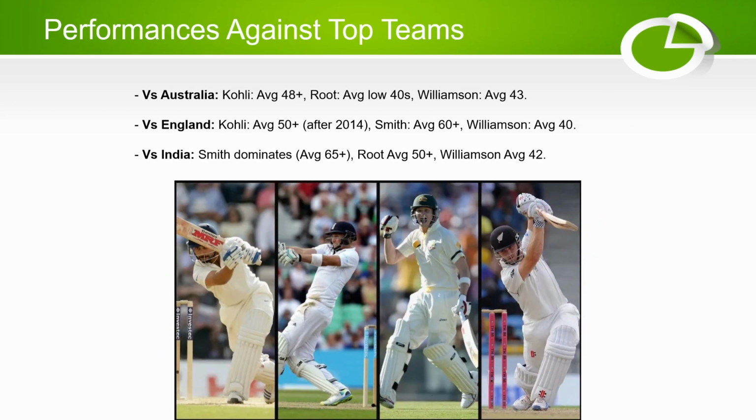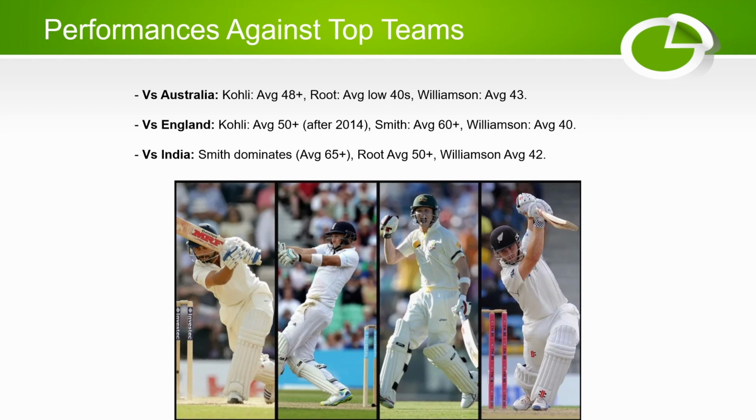Next we are going to look at how the Fab 4 performances have been against the top teams. If we look at against Australia, Kohli has a very impressive average. In fact, out of the other batsmen amongst the Fab 4, he has the best average against Australia. His average is 48 plus against Australia. Root has not been great in the Ashes and he is averaging in the low 40s against Australia. Kane Williamson averages at around 43 against Australia, but he has also not been as dominant as the others, but he has still been a bit dependable.